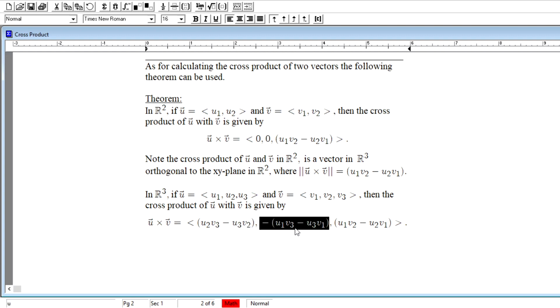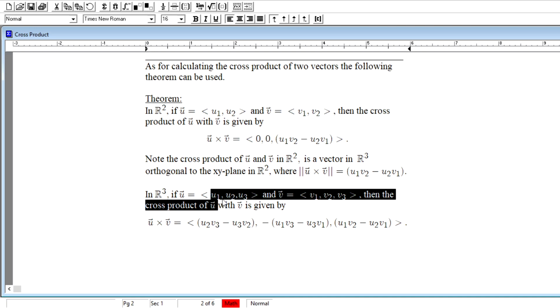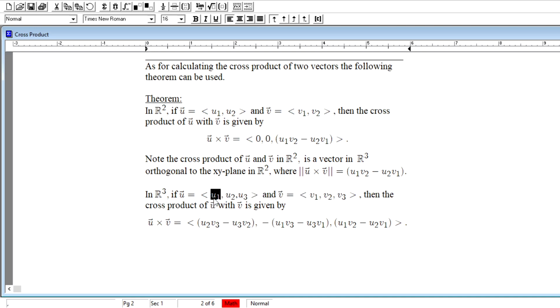Whereas in this second component, for the y component, you are going to take the opposite of the quantity involving u1 and u3 and v1 and v3, the opposite of the quantity given by u1 times v3 minus u3 times v1. That will form your y component, and then your z component, the third component, is that familiar component from the two-dimensional calculation.